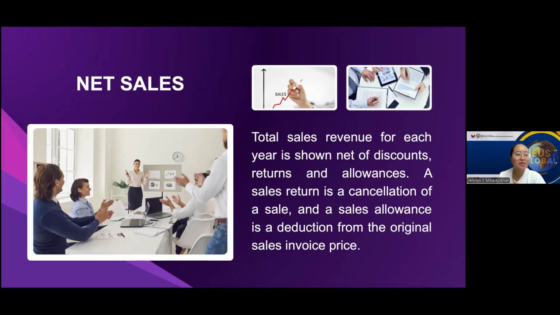So the net sales is $50,000 less the sales returns, less the sales allowances, which is now equal to $47,000. This shows the actual revenue after adjusting for returns and discounts.